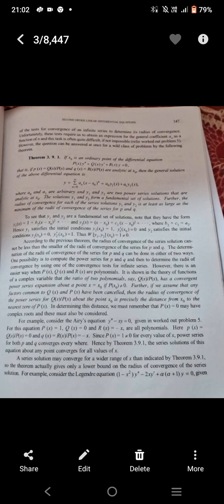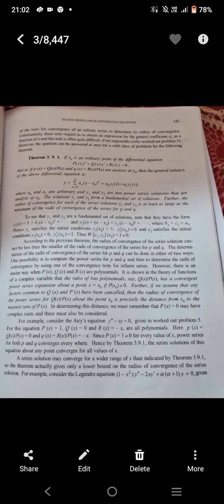So here this theorem is discussing the power series, and it mentions y1 and y2, which are a fundamental set of solutions, and they have the general form, that is y1(x) = 1 + b2 (x - x naught)^2 + etc, and y2(x) = (x - x naught) + c2 (x - x naught)^2 + c3 (x - x naught)^3 + etc, where b2 + c2 = a2.